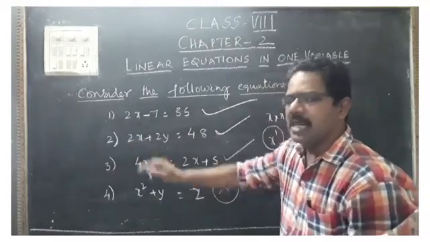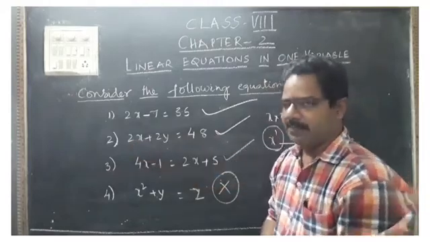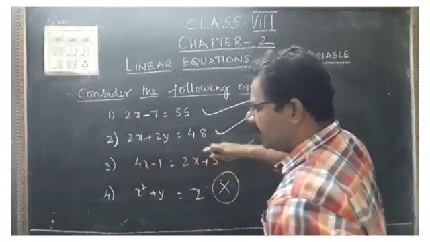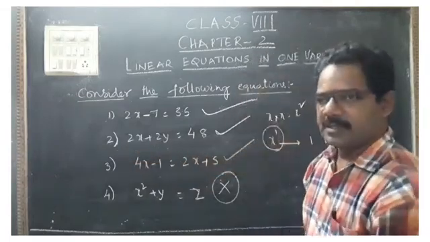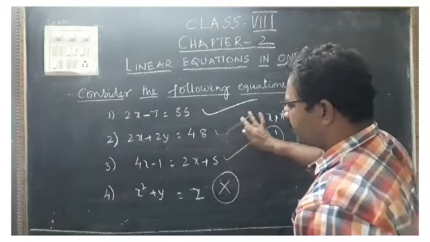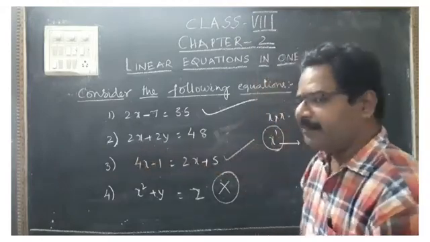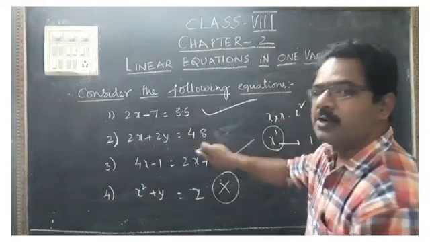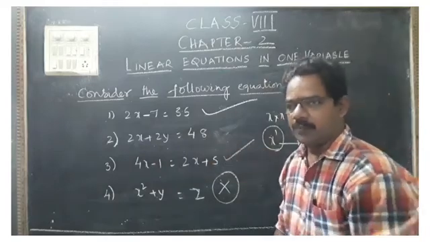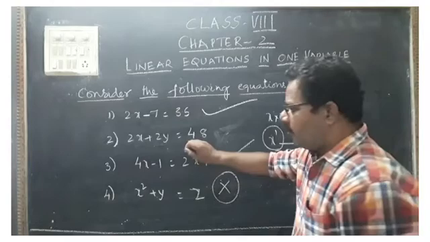So in this, what is the highest degree? 1 is the highest degree. That's why we can call it a linear equation. Understand? So you can get another doubt. Sir, you told this is 1 is the degree and this is 1 is the degree, then you told this is 0 is the degree. How? Yes, I will explain.